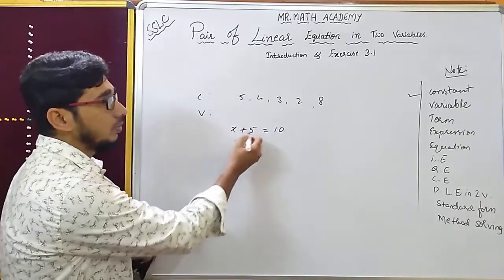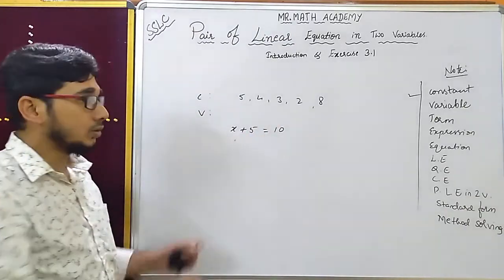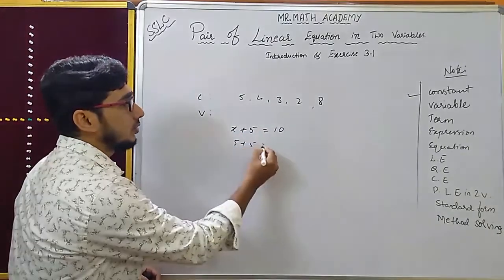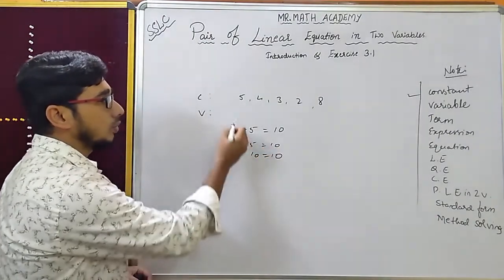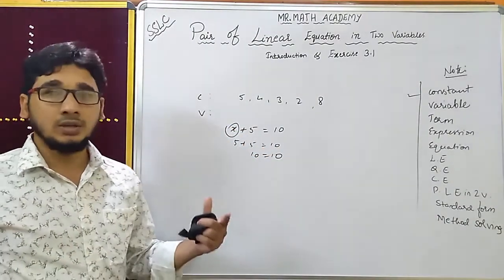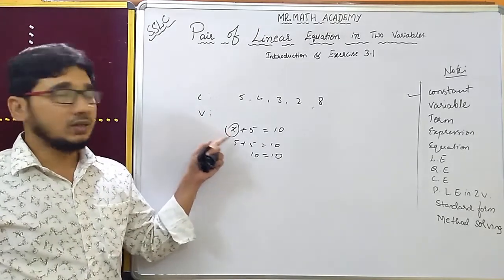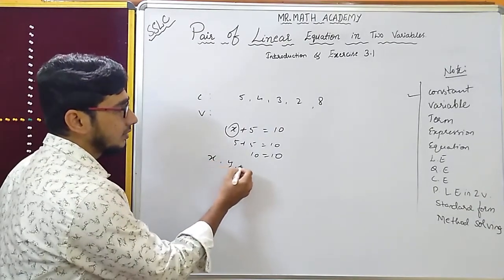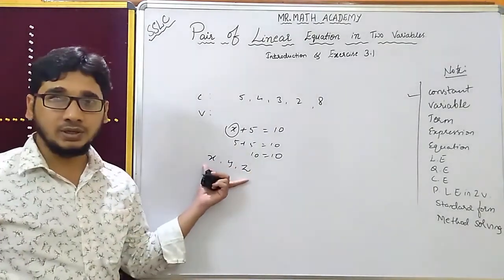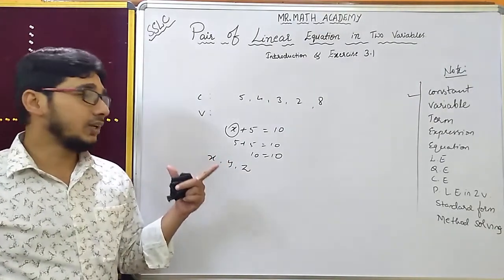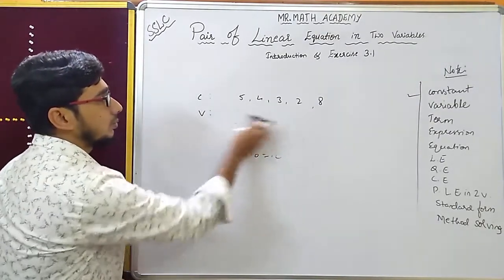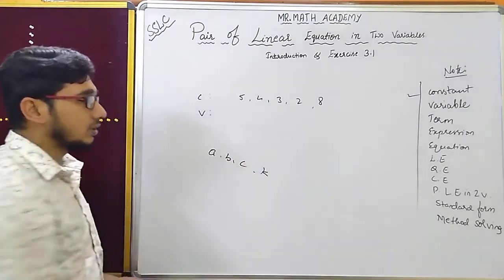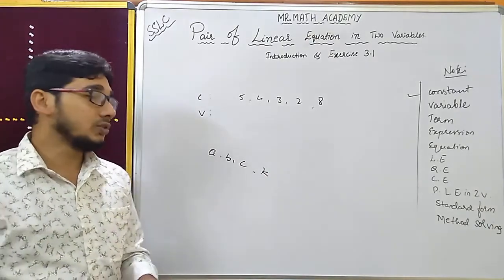See, if I give 1 plus 5, 6, not equal to 10. 2 plus 5, 7, not equal to 10. Then 5 plus 5 is equal to 10, then LHS is equal to RHS. So we can go on changing the value until we get the correct solution. That is the reason we call it a variable. Usually x, y, z, these three alphabets we call variables. Other alphabets, for example A, B, C, K, everything, we will consider as constants.